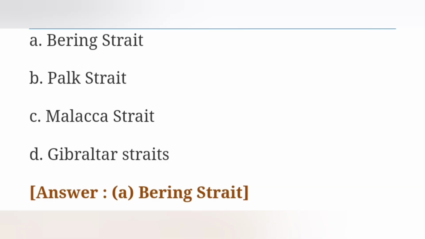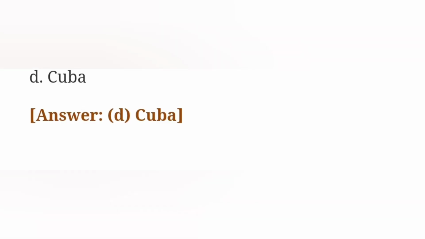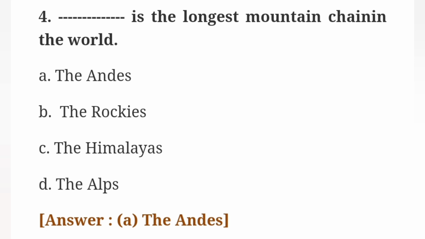Option A, answer: Bering Strait. Second one, dash is known as the sugar bowl of the world. Answer option D, Cuba. Third one, dash are the longest rivers in North America. Option A, answer: the Mississippi and Missouri rivers. Fourth one, dash is the longest mountain chain in the world. Answer option A, the Andes.